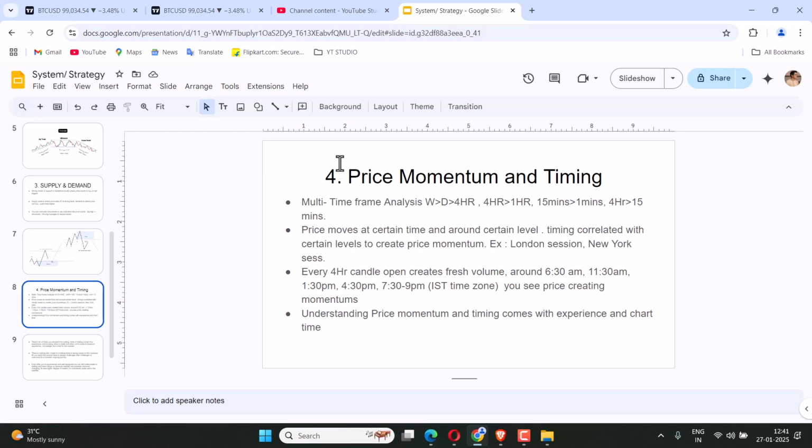Okay, and the thing with price momentum and timing is that price moves at a certain time around certain levels. Timing is highly correlated with certain levels to create price momentum. Example, when London and New York sessions open and close, price hits a certain level, and then it creates sort of a reversal or a push up.